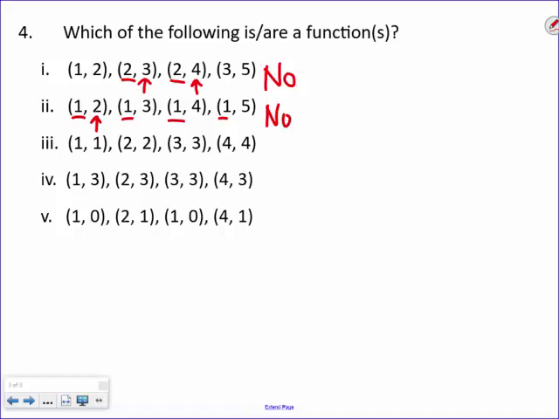All right, what about number 3? It's a function. Why is it a function? Because they all have different inputs, not repeating. So it is a function. What about 4? Different inputs, so it's a function. Does it matter that all of these outputs repeat? No. We could care less about the outputs, right? Unless there's repeating inputs. Okay? I want you to write down number 5 now.